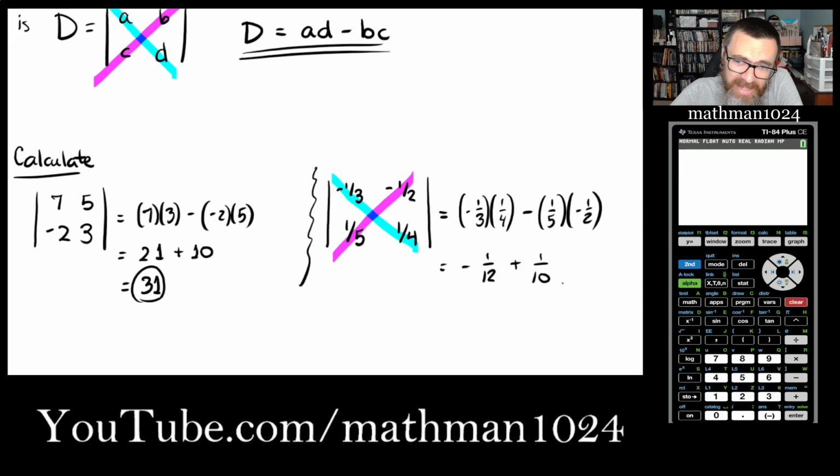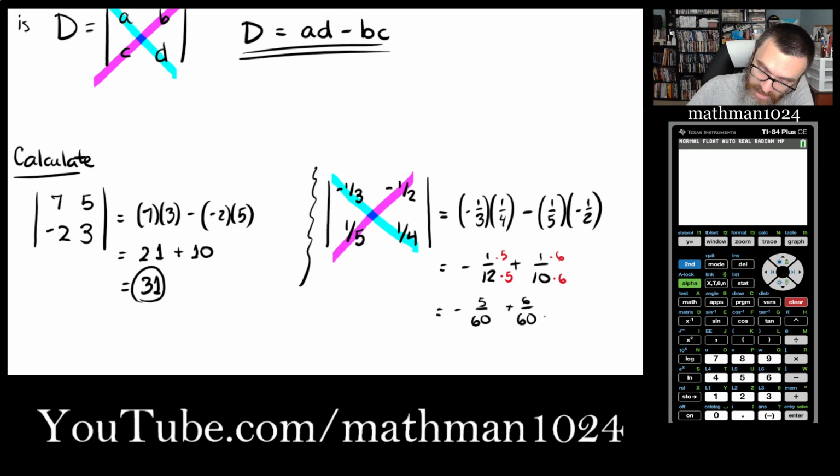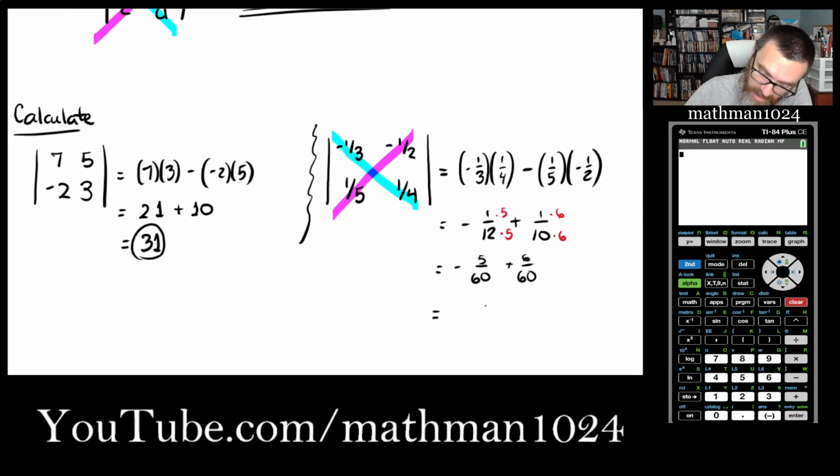Well, you're not going to leave it like that. You get a common denominator. Here the common denominator would be, well, if you don't know, start with the largest denominator, which is 12. 10 doesn't go into 12 evenly. Go to the next one: 24. No. 36. No. 48. Closer. 60. There you go. 60 is the least common denominator. So you need a factor of 5 for the 12 and a factor of 6 for the 10. So we have negative 5 over 60 plus 6 over 60, and our result is 1/60.